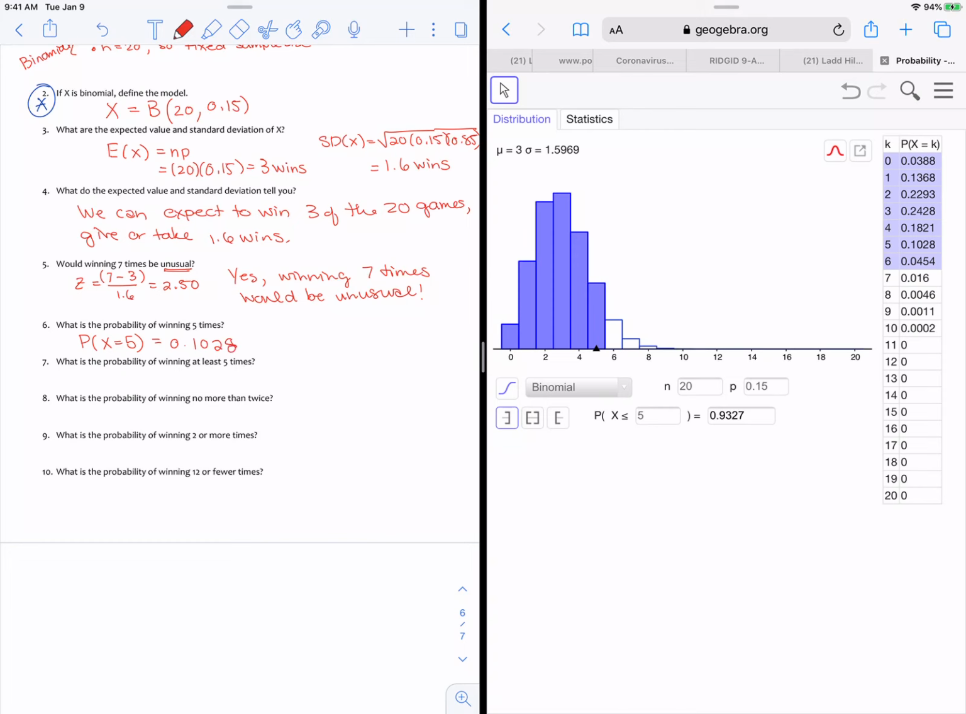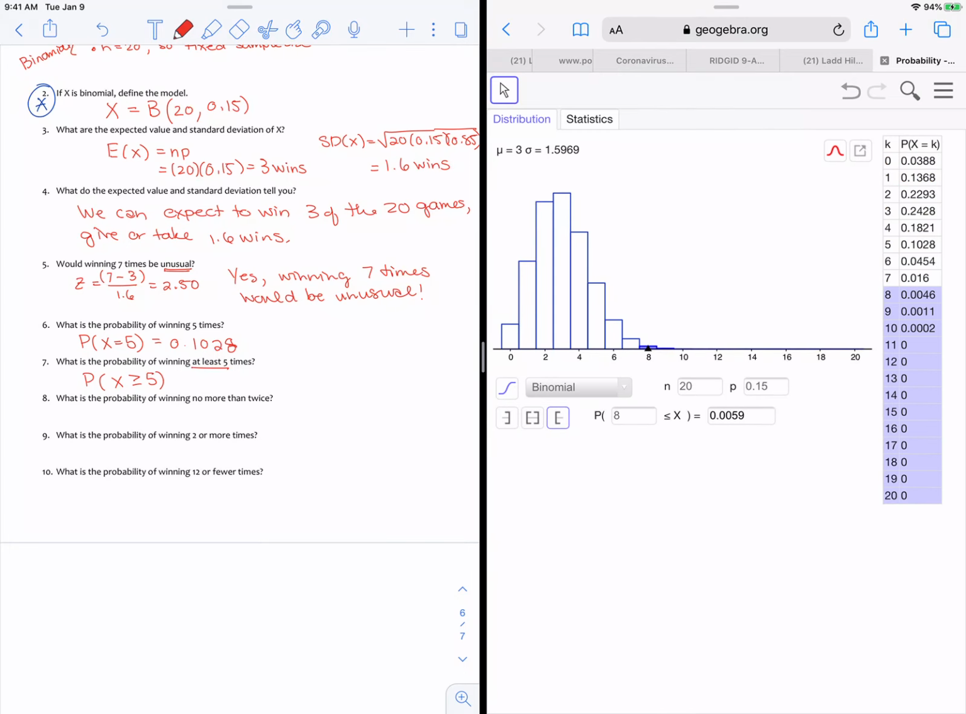All right, what is the probability of winning at least 5 times? So at least 5 would be 5, 6, 7, 8. So the probability that x is greater than or equal to 5 is what we're looking for. I can try and shade this so that I'm getting just greater than, but I think it'll be easier for me to use the controls under the binomial sign to do the inequality.